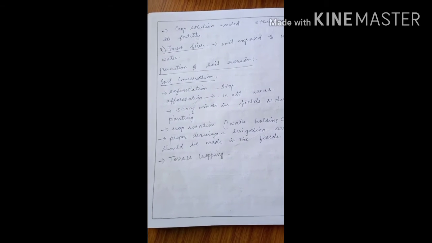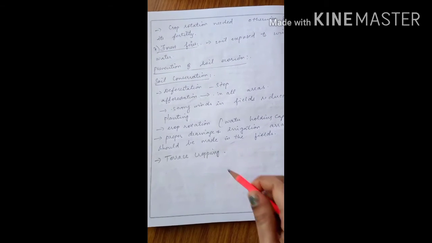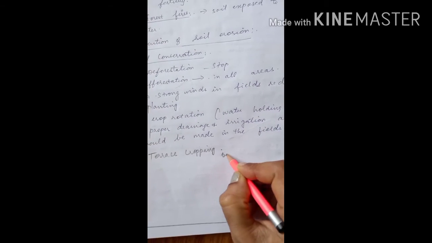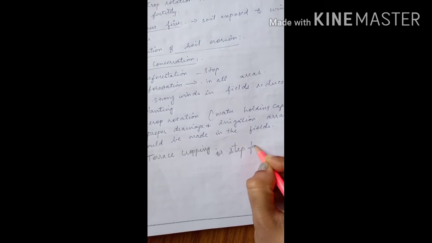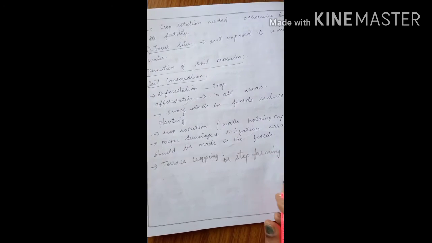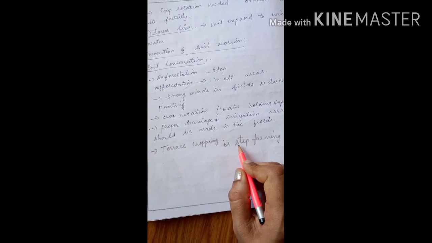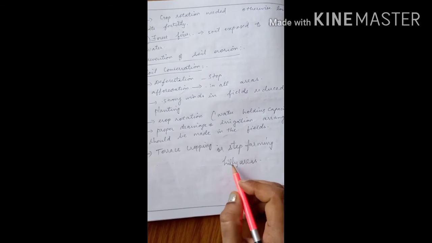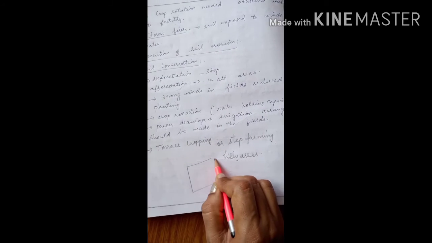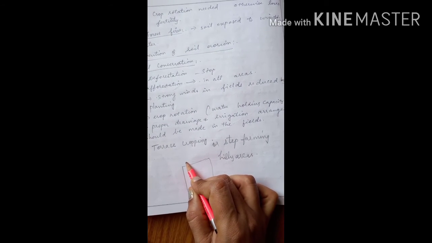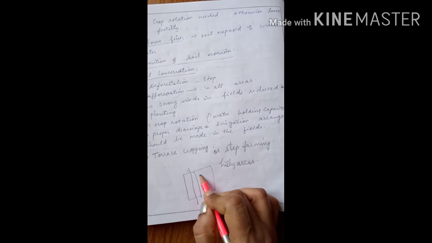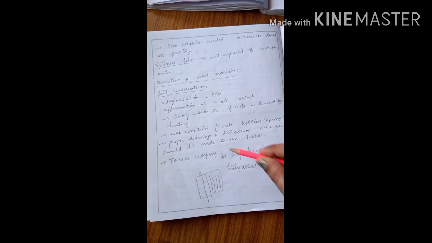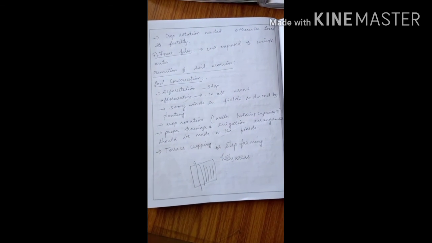And the last method to prevent soil erosion is terrace cropping or step farming. Terrace cropping or step farming is carried out in hilly areas to prevent soil erosion. Here the land is made in the form of staircases to avoid soil erosion. That is called terrace cropping or step farming.